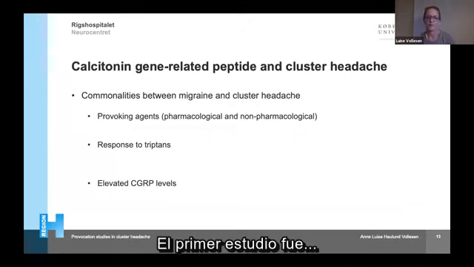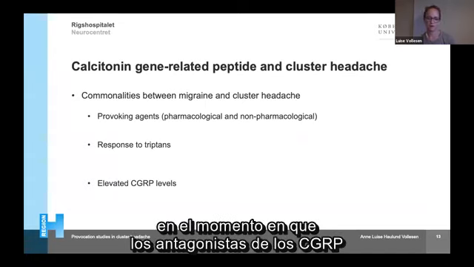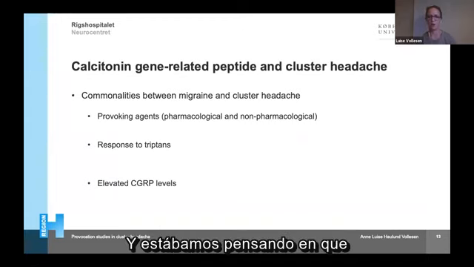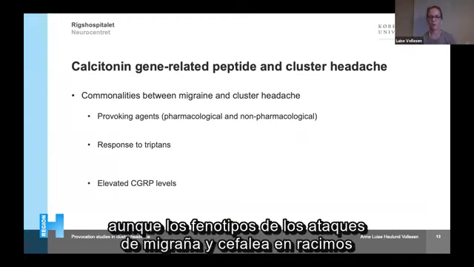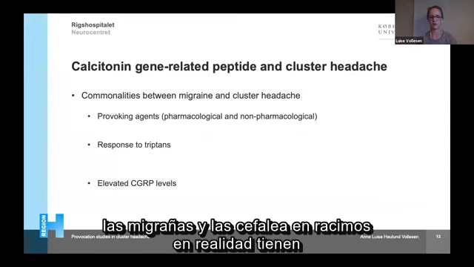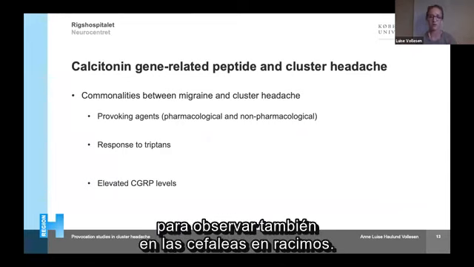The first study, I think we started doing about 5 or 6 years ago now, at the time when CGRP antagonists were being heavily investigated for migraine prevention. And what we were thinking was, well, even though migraine and cluster headache attacks are phenotypically quite easy to distinguish from each other, migraine and cluster headache actually share a lot of commonalities that would make it interesting to look at it in cluster headache as well.